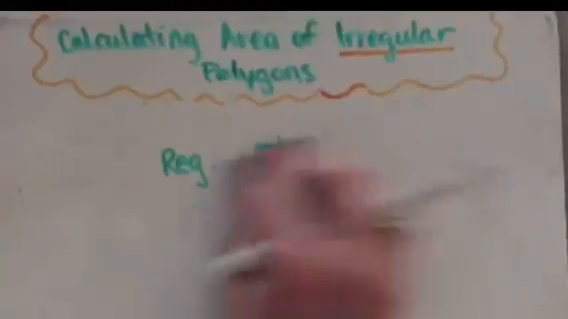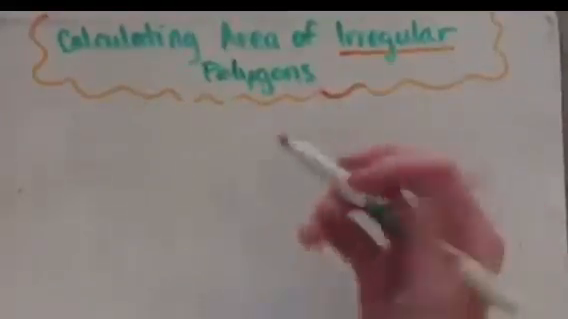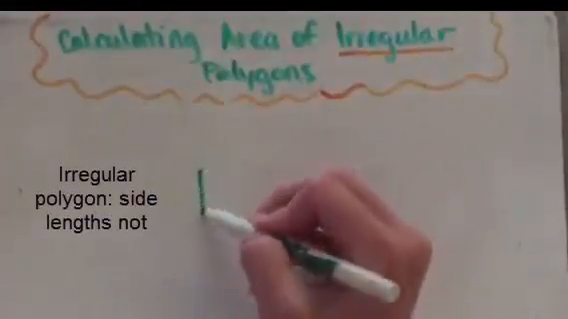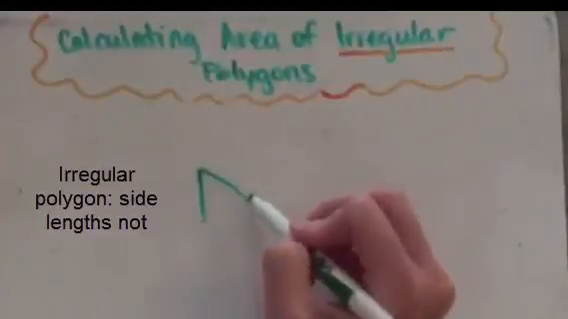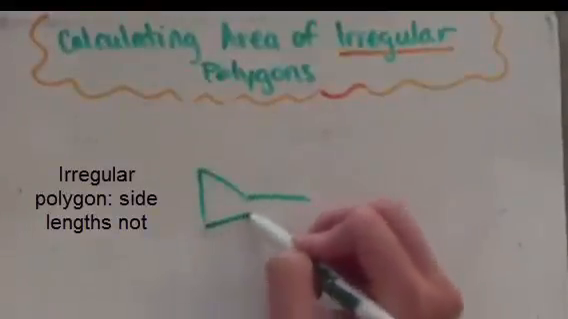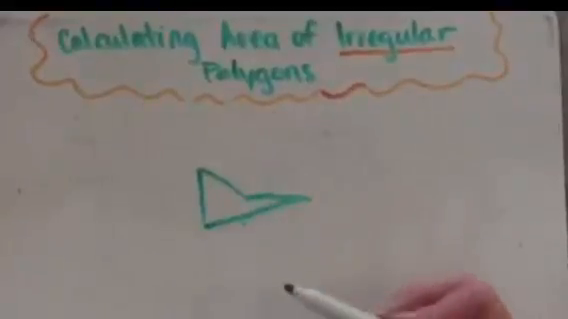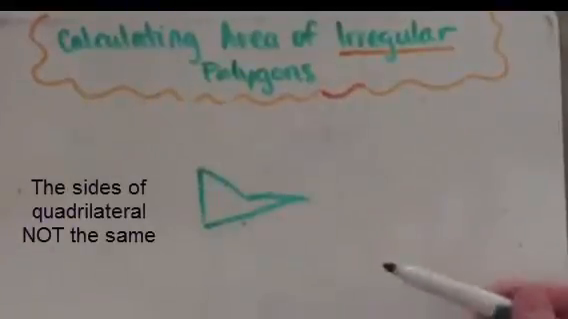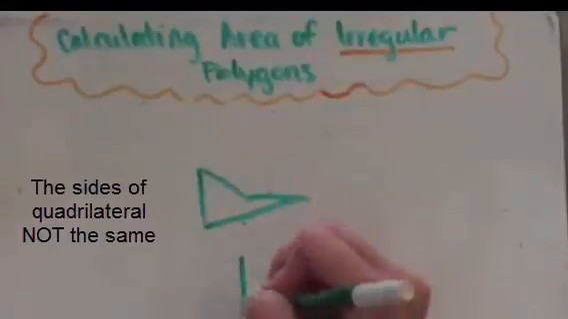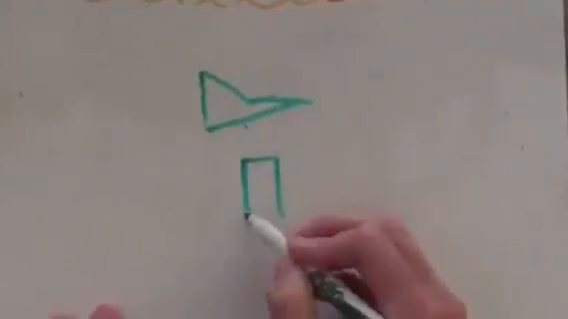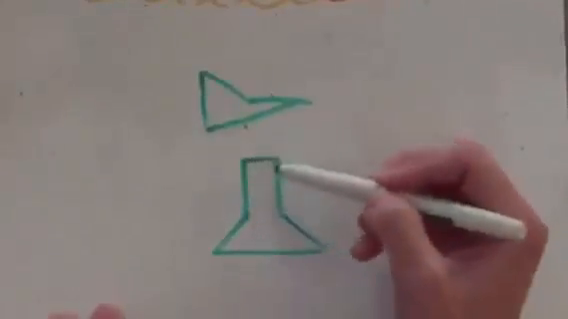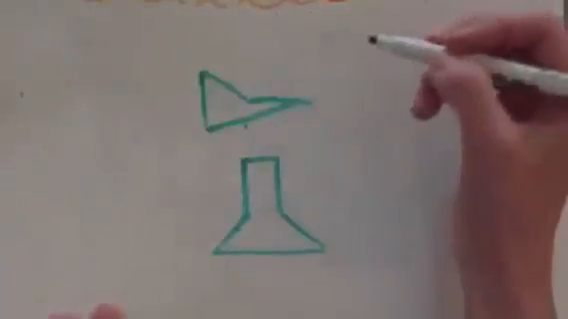An irregular polygon, on the other hand, is one whose side lengths are not all the same. So maybe that's a quadrilateral, 1, 2, 3, 4 sides, but obviously the side lengths and the angle measures are not the same. Or something like this as a hexagon, 1, 2, 3, 4, 5, 6 sides, but the side lengths are different and the angle measures are different.